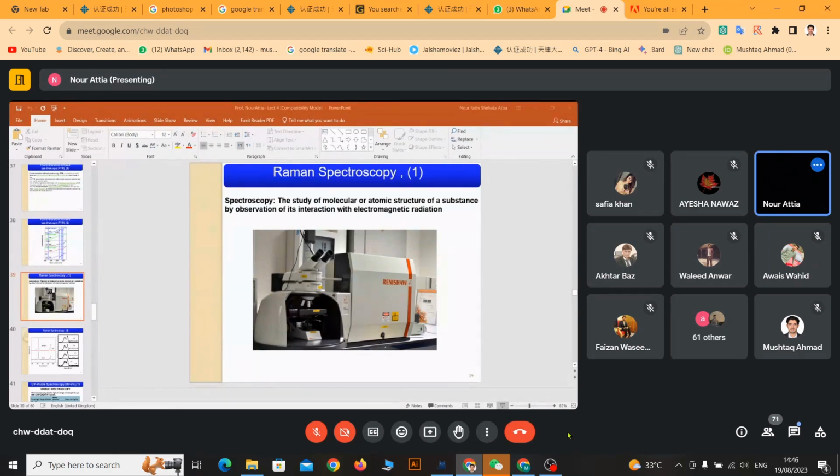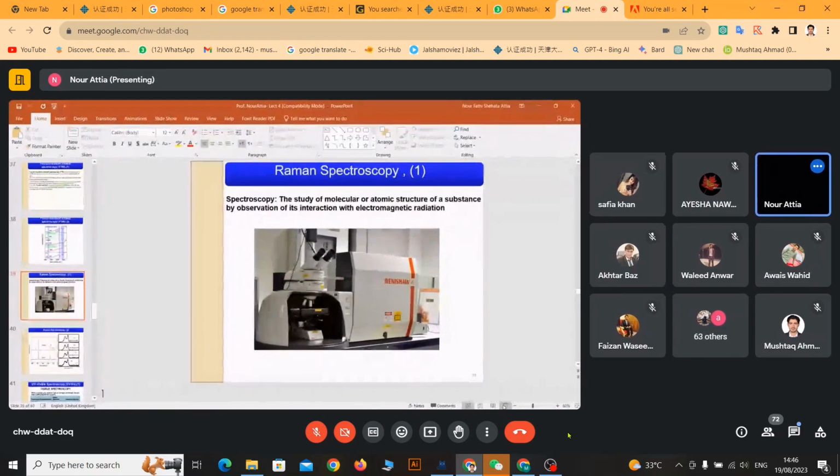Raman spectroscopy, I told you, is a powerful technique. Raman spectroscopy is similar to FTIR, but FTIR is measuring the soft functional groups, while here it is the solid functional groups. It's very important because it measures the interaction of the samples with the electromagnetic radiation, and for carbon materials.